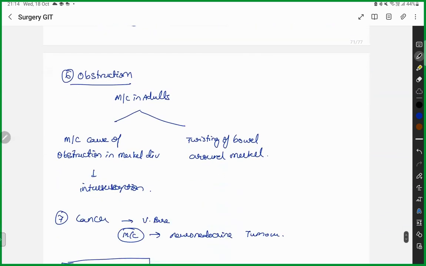And obstruction. If there is an obstruction, guys, listen to me. Most common, this is present in adults. And the most common cause of obstruction in Meckel's diverticulum in adults is intussusception. Remember, the most common cause of obstruction in Meckel's diverticulum is intussusception. But intussusception is most commonly seen in cases that are not Meckel's diverticulum. That I want you all to remember. And twisting of bowel around the Meckel's is also a cause of obstruction. And then cancer, very, very rare. Most commonly neuroendocrine tumors can be presented.